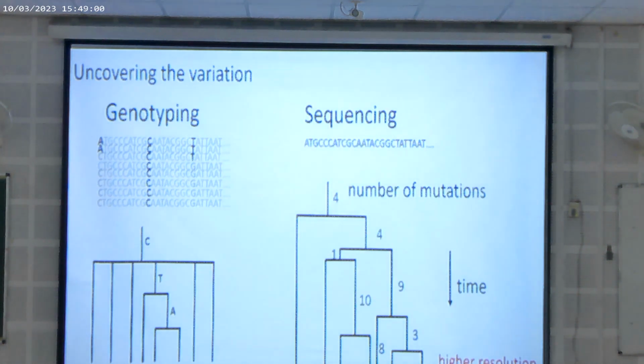Whereas now, when we have sequencing available, the resolution is much higher, and this is actually a true tree underneath. And we can also add the number of mutations on each of those branches, and when combined with the mutation rate, we can have a time-resolved phylogeny. So we would know, or kind of estimate, when these splits happen.